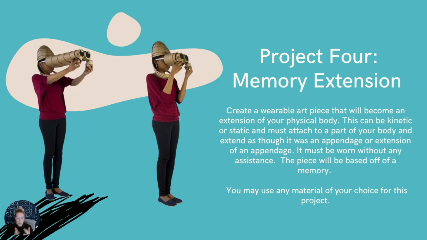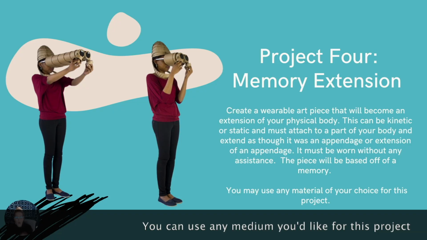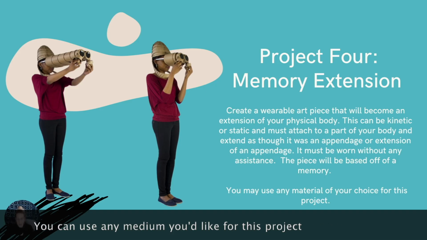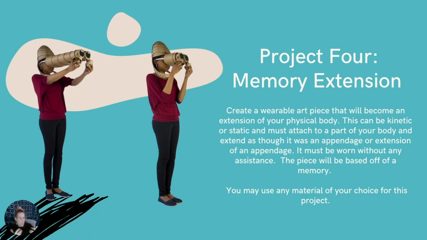And I'll take you through an exercise on how to conjure up a memory and start the process of visualizing and conceptualizing that memory. Now, the material for this project is open to your choice. So you can use anything. You can use cardboard, metal, fiber, plaster, whatever you are interested in using to create this project, you are able to. So it's very, very open in terms of material.